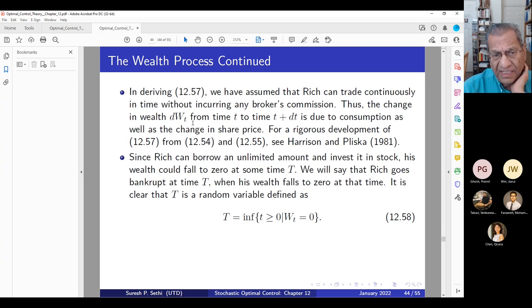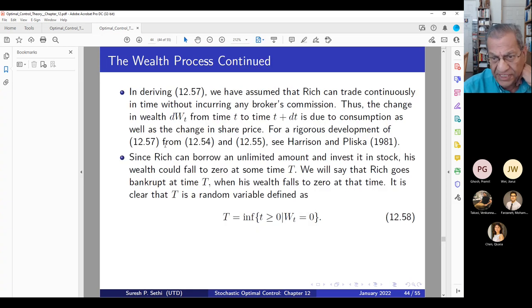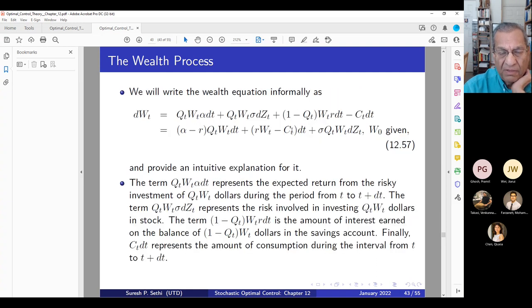And the change in wealth dW(t) over time is due to the consumption as well as the change in share price. For a rigorous development of that equation, you can read Pearson and Pliska, a very nice paper published in 1981. Michael Henderson is an OR professor at Stanford and has a lot of papers on fluid approximation. And Stanley Pliska was a professor at Chicago. They wrote a kind of tutorial paper on how to formulate this kind of equations.